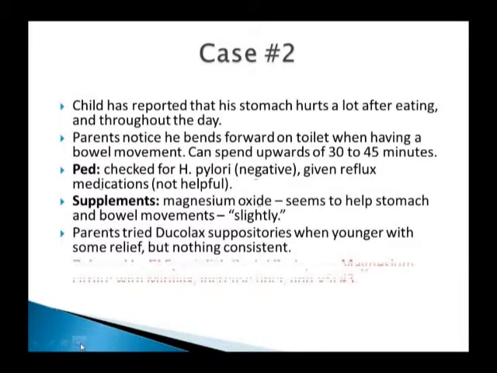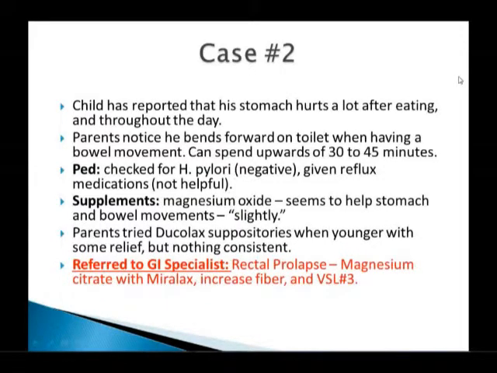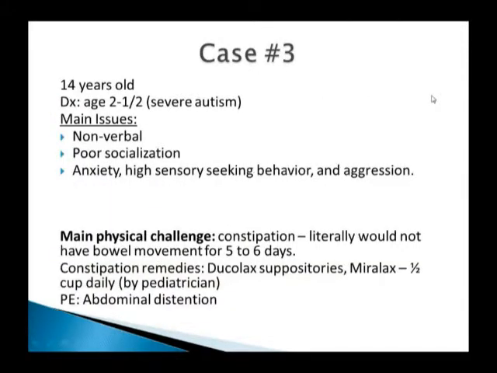Eventually he was referred to a gastrointestinal specialist who did an examination and found out he had rectal prolapse. And so, essentially the amount of straining that this child had been doing for so many years was causing the rectal area to lose its tonicity, and he was starting to prolapse the rectum. And so through dietary changes, some magnesium citrate with Miralax, increased fiber, and some probiotics, things started to improve over time, and the bathroom issues started to improve as well.